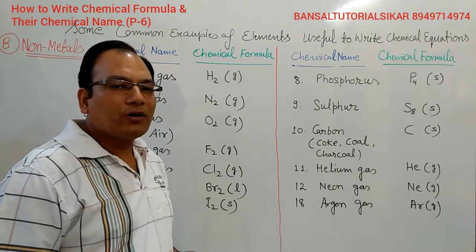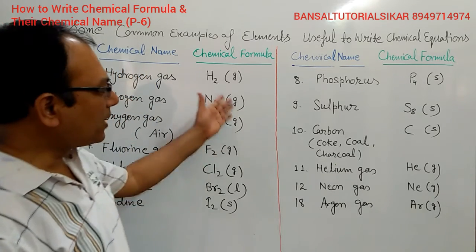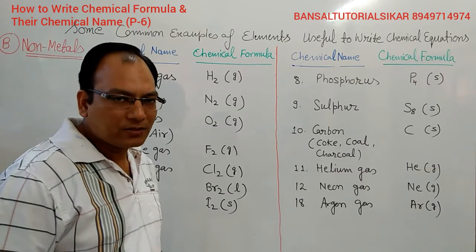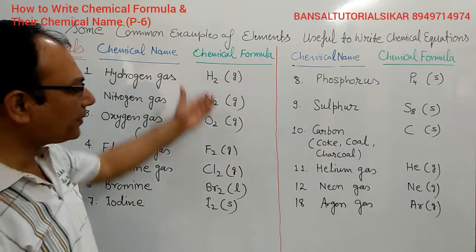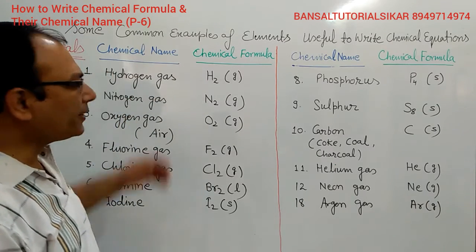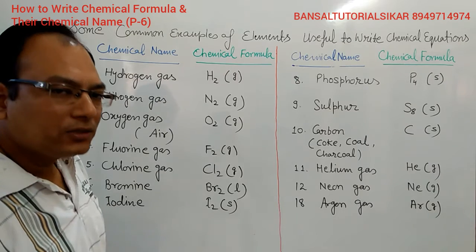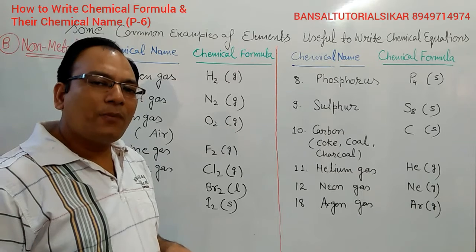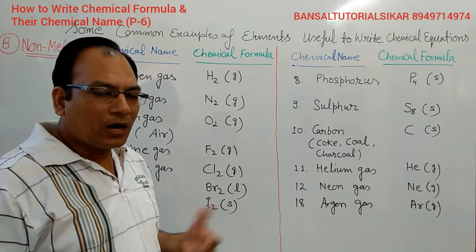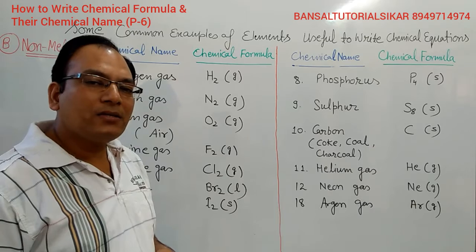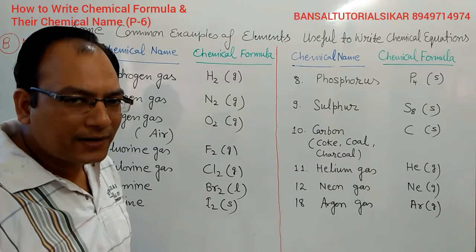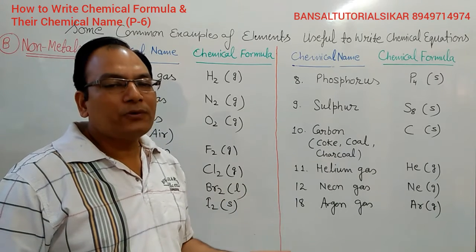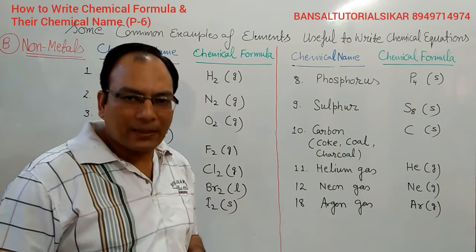Now the turn is nonmetals. We will see some common nonmetals which we will encounter in our chemical reactions. We will see the chemical name and their chemical formula. Students, nonmetals can exist in all three states of matter: solid, liquid and gas. Nonmetals may be monoatomic or polyatomic. Monoatomic means the constituent particles are composed of only one atom, and polyatomic means the constituent particles are composed of two or more atoms.